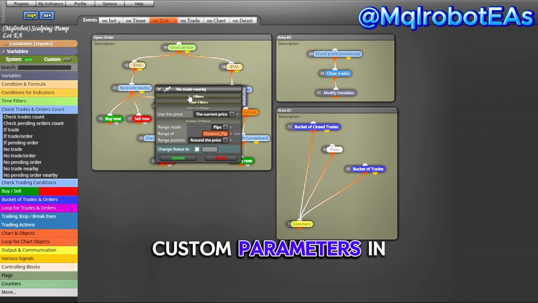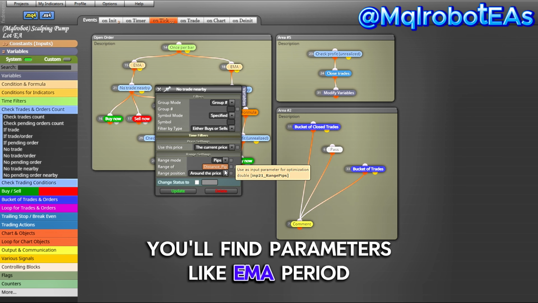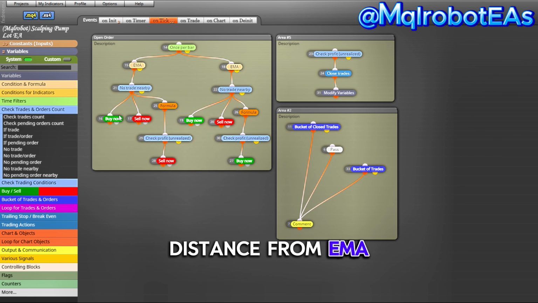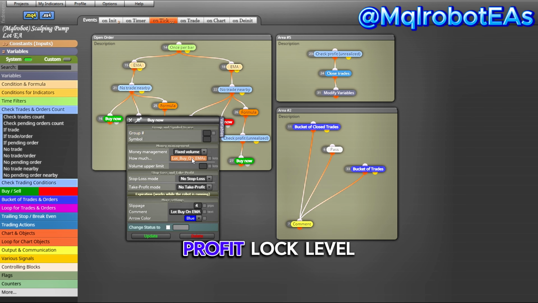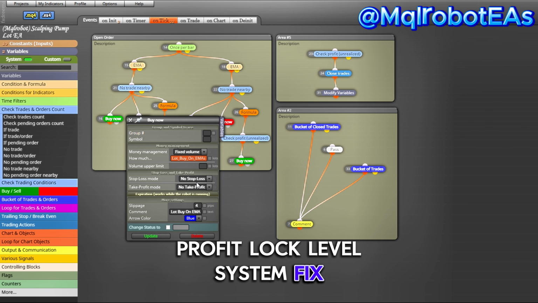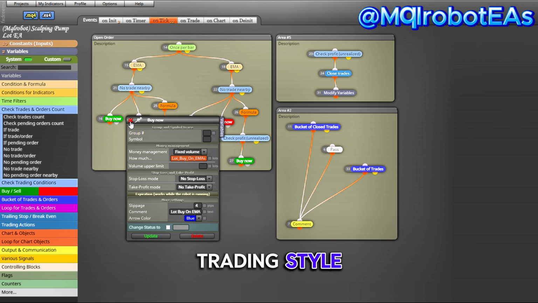Custom parameters. In the constants panel, you'll find parameters like EMA period, distance from EMA in pips, variable lots per condition, profit lock level, system, and fixed lot settings. These are fully customizable for your trading style.